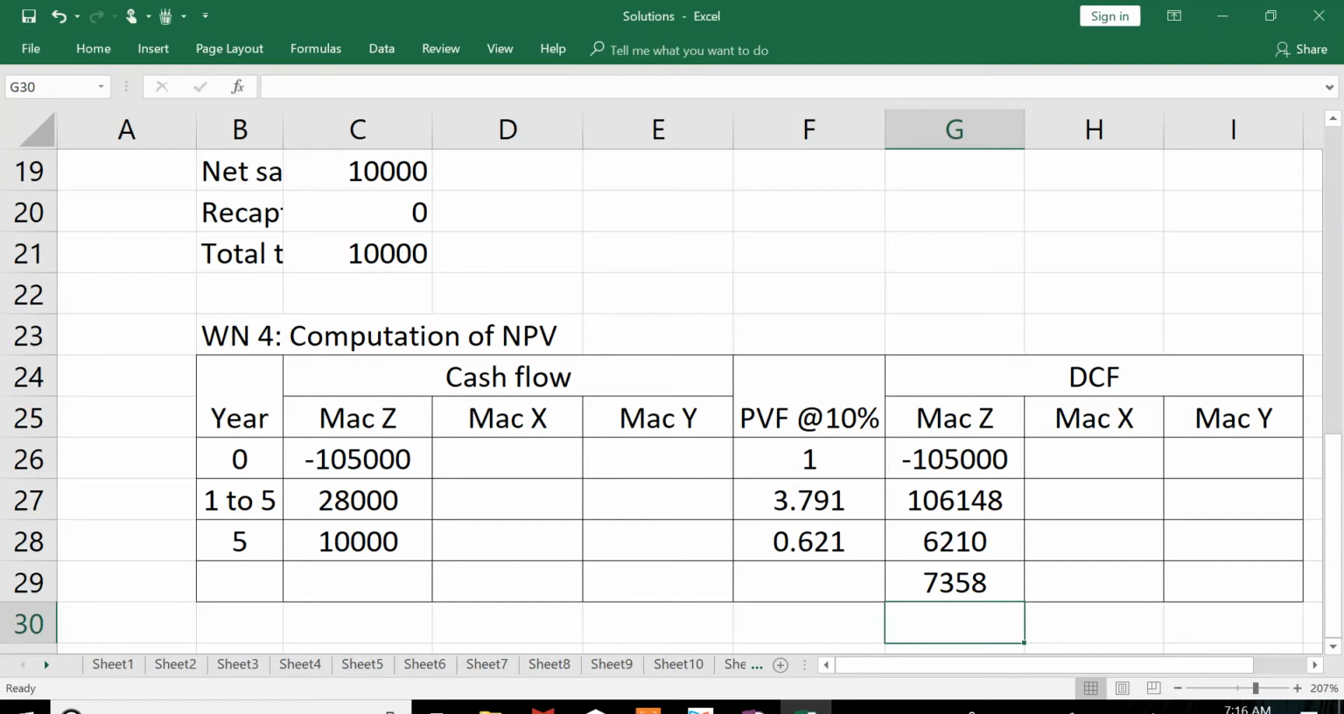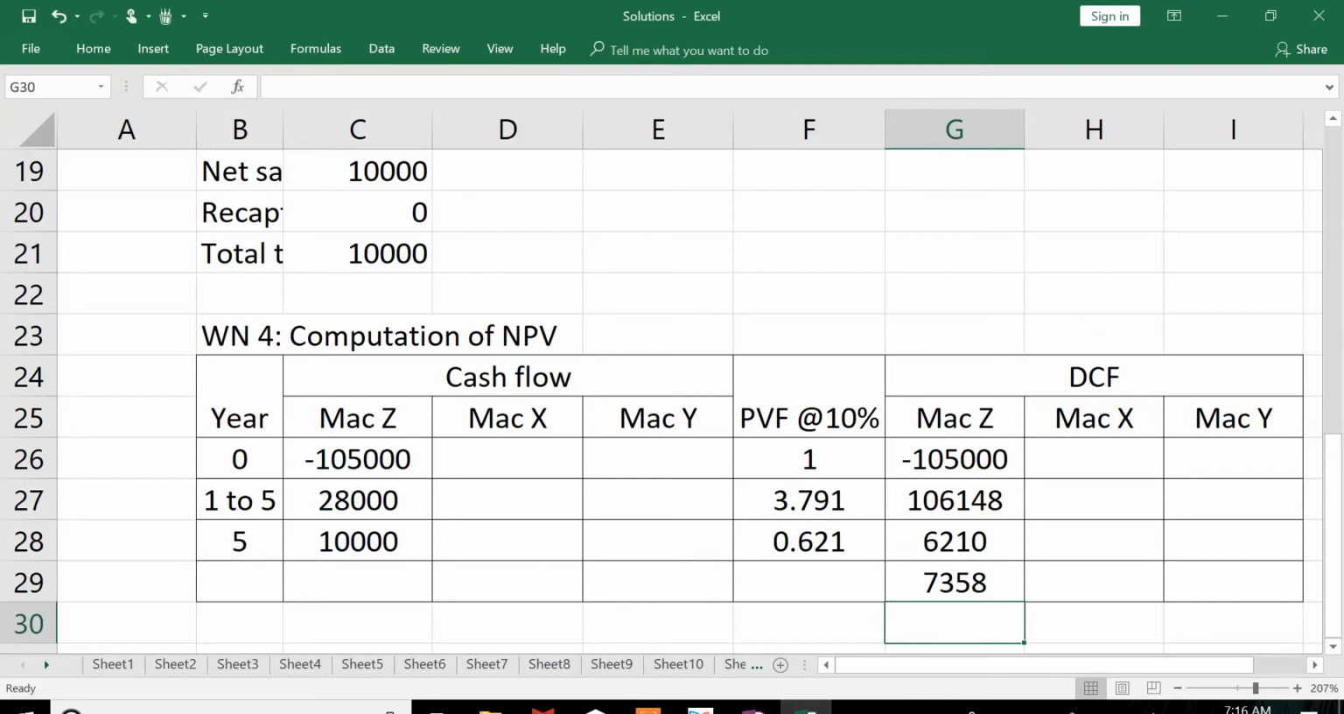Any doubts on machine Z? If this is done, then we'll move to machine X and then start capturing whatever is required. Any doubts on machine Z? I have not taught you anything new today till now. Machine Z, whatever was done was explained in the last class. Nothing new has been taught till now in replacement.